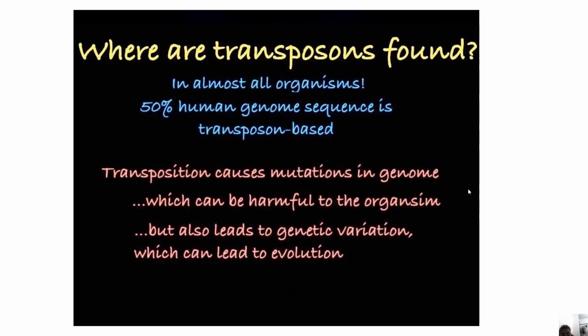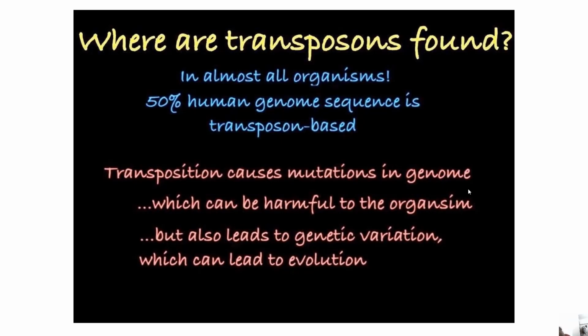So where are transposons found? In almost all organisms. 50% of the human genome sequence is transposon based. Transposition causes mutations in the genome which can be harmful to the organism but also leads to genetic variation which can lead to evolution.